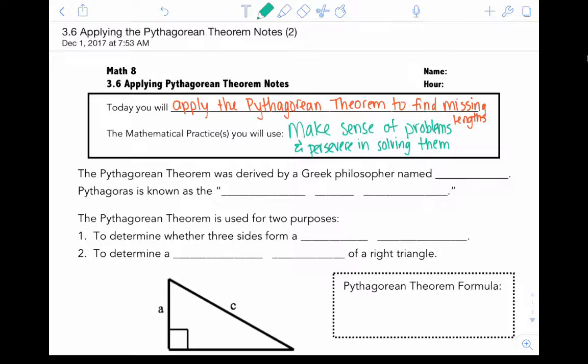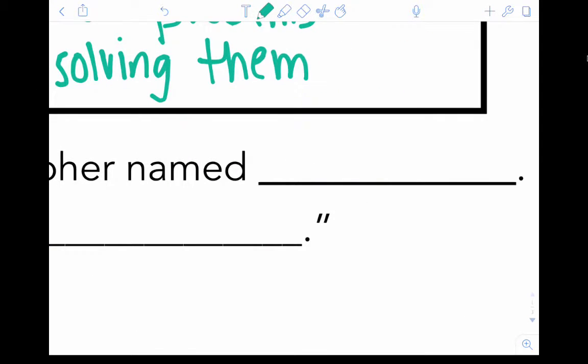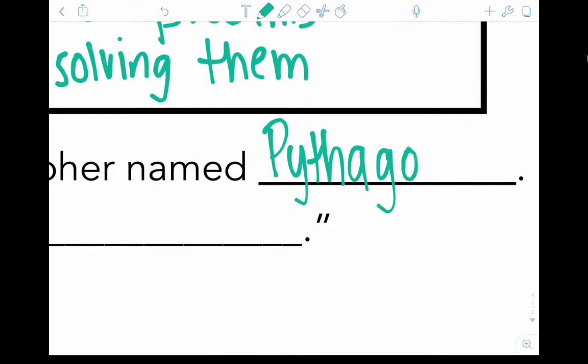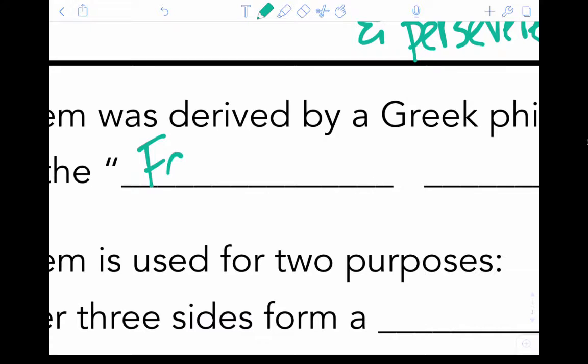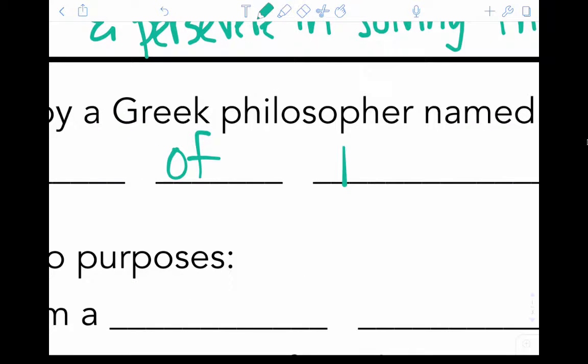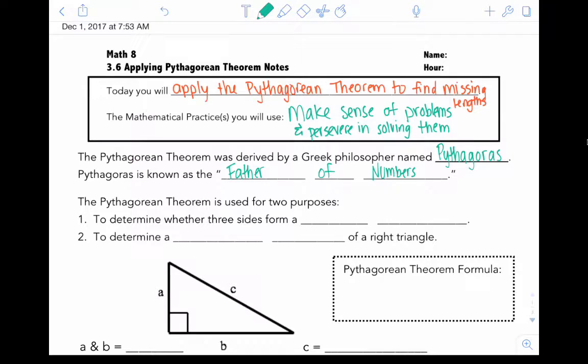So the Pythagorean theorem was derived by a Greek philosopher named Pythagoras. Pythagoras is known as the father of numbers when it comes to math. He has made a lot of contributions to math, and the Pythagorean theorem was one of his greatest accomplishments.